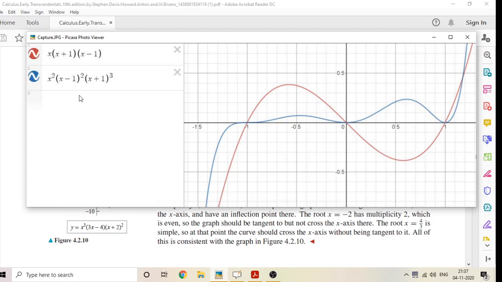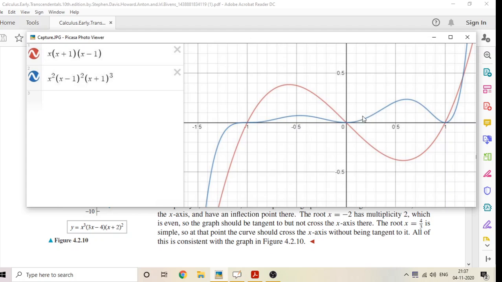Now the second function, the blue color function: you have x square, (x minus 1) whole square, (x plus 1) whole cube. So the roots are 0, which is of multiplicity 2, 1 is of multiplicity 2, and minus 1 is of multiplicity 3. So at 0 and 1 your curve will not cross the axis. It will be a curve that touches the axis and goes.